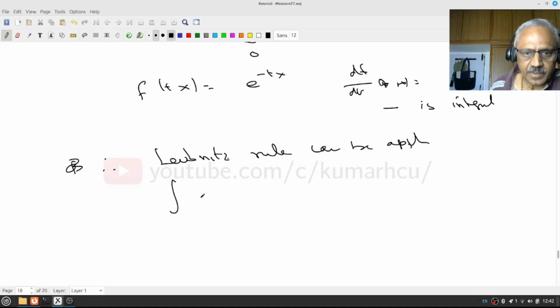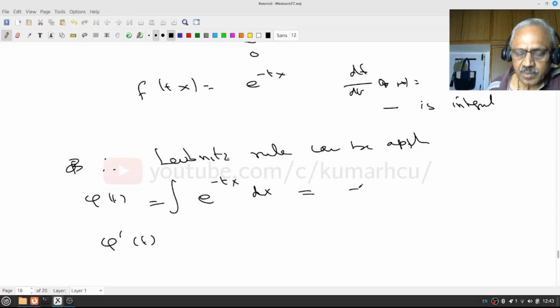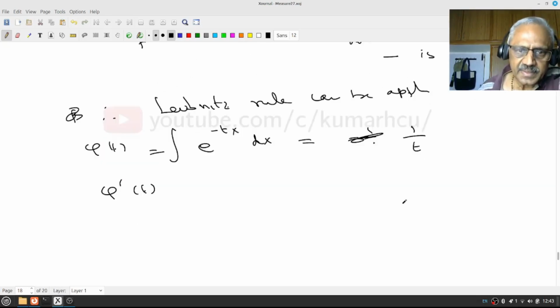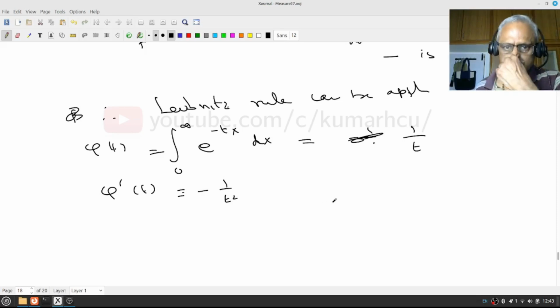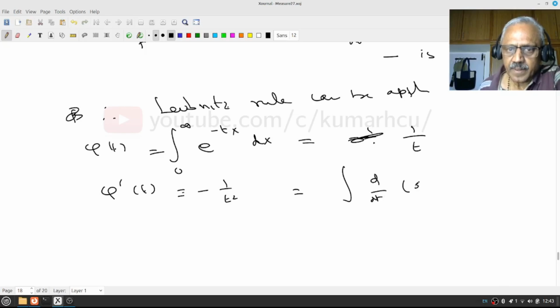Therefore the integral of e power minus tx dx is my phi of t, and phi dash of t. Okay, we know this is nothing other than 1 by t, from 0 to infinity. Phi dash of t is minus 1 by t square. But then this is equal to the derivative of this, d by dt of e power minus tx dx.